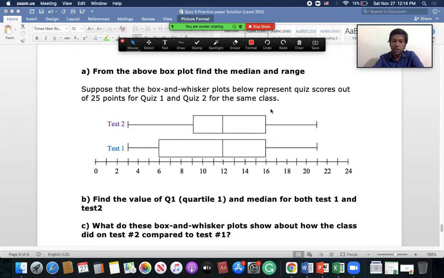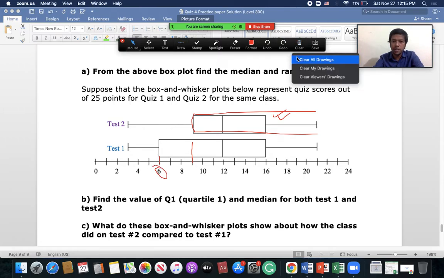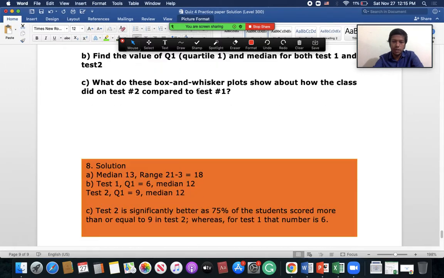And most of the students scored, this is 75% of the data on this side. This is another 25%. You know that. That means 75% of the students, their score is 9 or more than 9 in test 2. So this test is better. But here, the same thing, this 75% now starts at 6. That means their score is low. This way you can decide about their score and this and that.